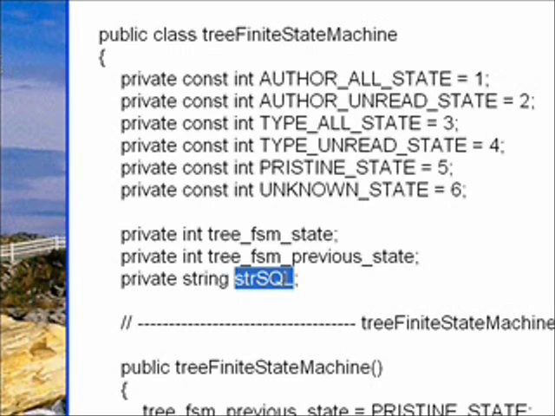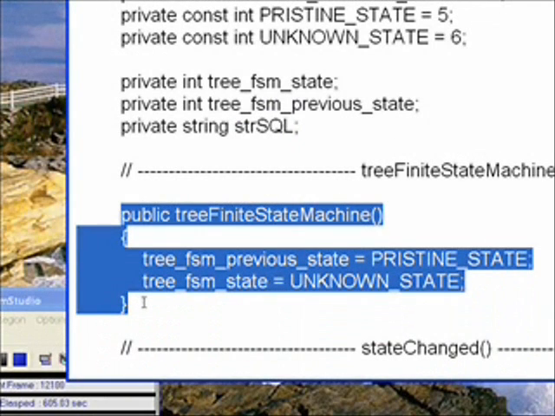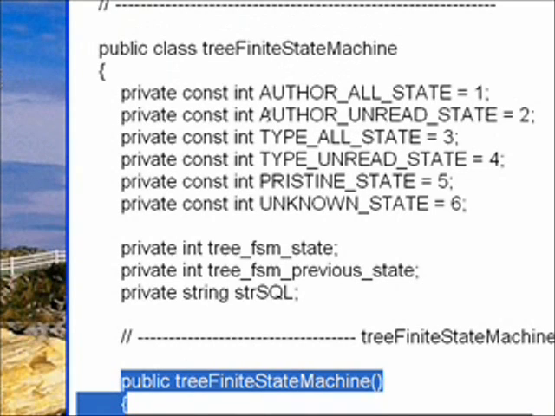We then have the constructor for the tree finite state machine, which simply sets the previous state and the current state and the two state values that are outside the system. There are really only 4 active state values. Author all state for the case of author being selected and unread not being selected. Author unread state for the case of author radio button being selected and the checkbox unread being checked. Type all state and type unread state, which is the same thing, only with the type button, radio button selected.